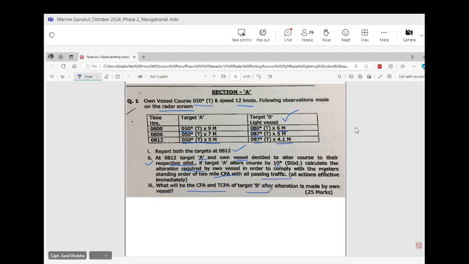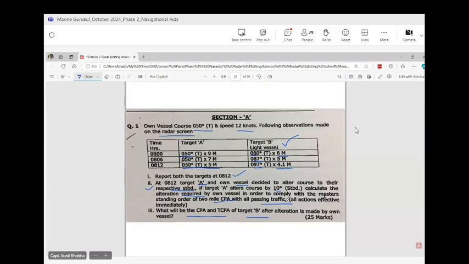Okay बेटा, इसमें कहाँ पे डाउट आ रहा है बेटा? So once we alter target A by 10 degrees at 0812, how should we do it? Should we transfer the vectors from AOW to the new position, or do it only in that triangle only?